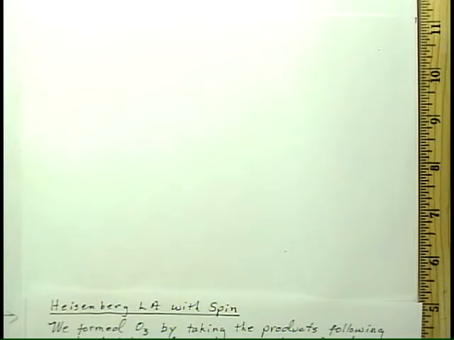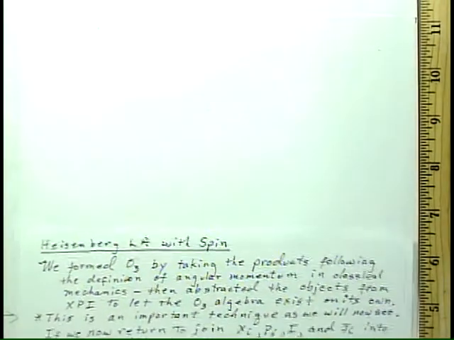We continue with the Heisenberg Lie algebra with spin. Now we formed the O3 by taking these products and made the definition of the angular momentum in classical mechanics, then abstracted from those classical definitions from the XPI algebra to let the O3 algebra exist on its own. Now, this is an important technique, as I've already mentioned before.